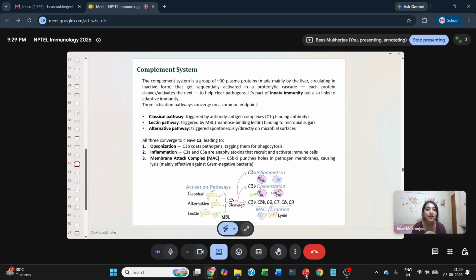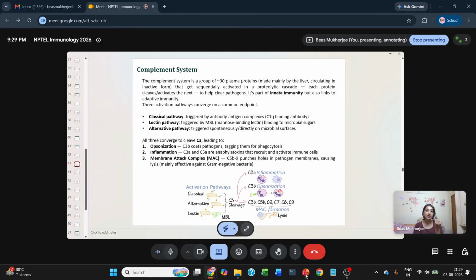Three activation pathways converge to a common endpoint. The classical pathway is triggered by antigen-antibody complexes, for example, C1q binding antibody. The lectin pathway is triggered by mannose-binding lectin binding to microbial sugars. And the alternative pathway is triggered spontaneously directly on microbial surfaces.